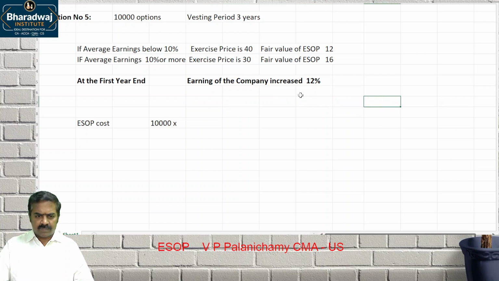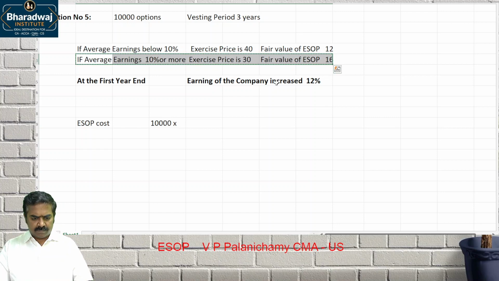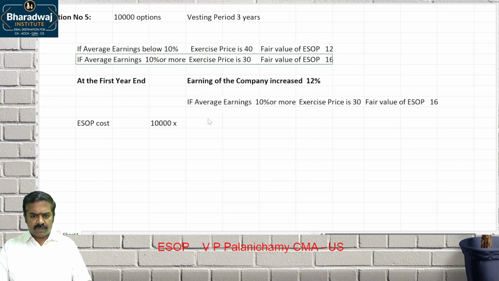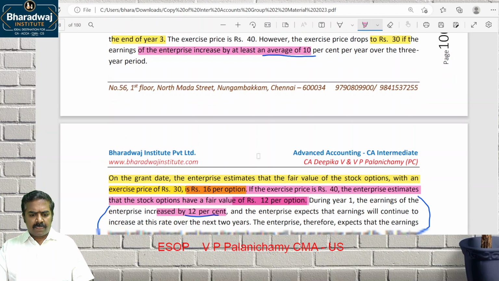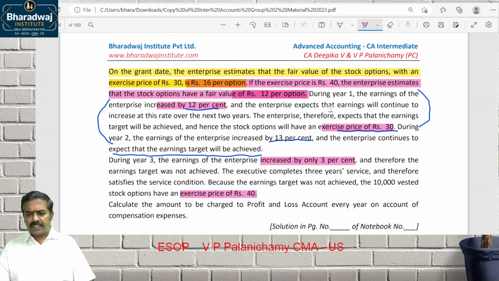Sorry. Read the question once again. Look at the words used. The enterprise expects that the earnings will continue in the next 2 years. Therefore, the enterprise expects the earnings target will be achieved. Hence, the stock price will have an exercise price of how much?